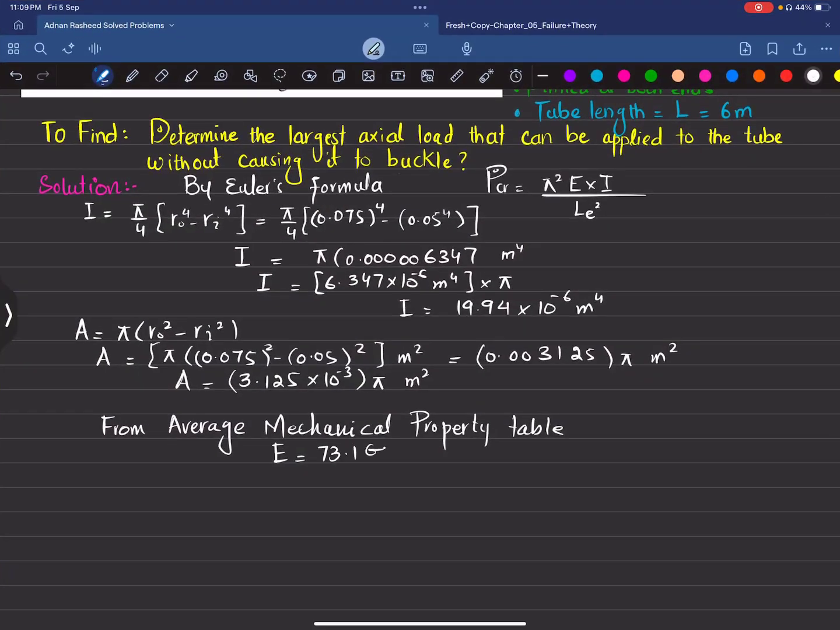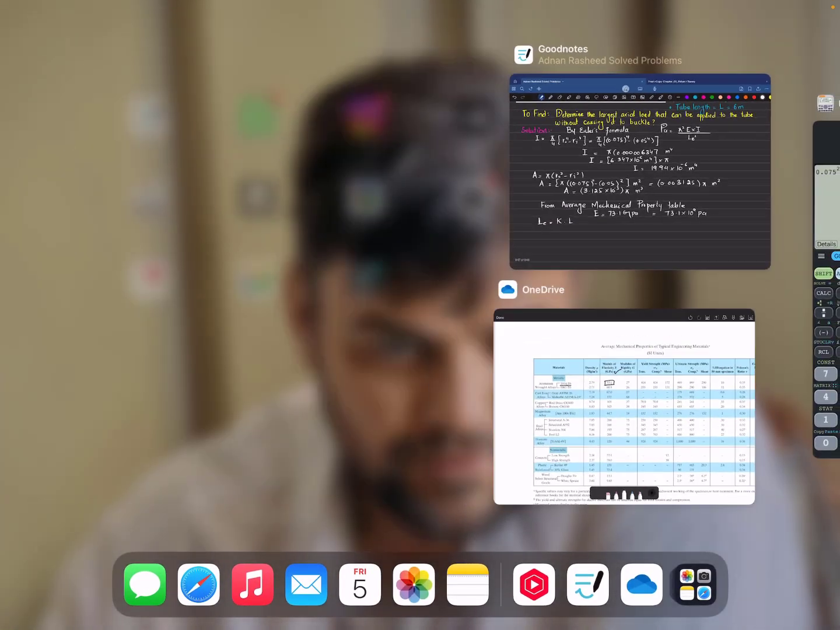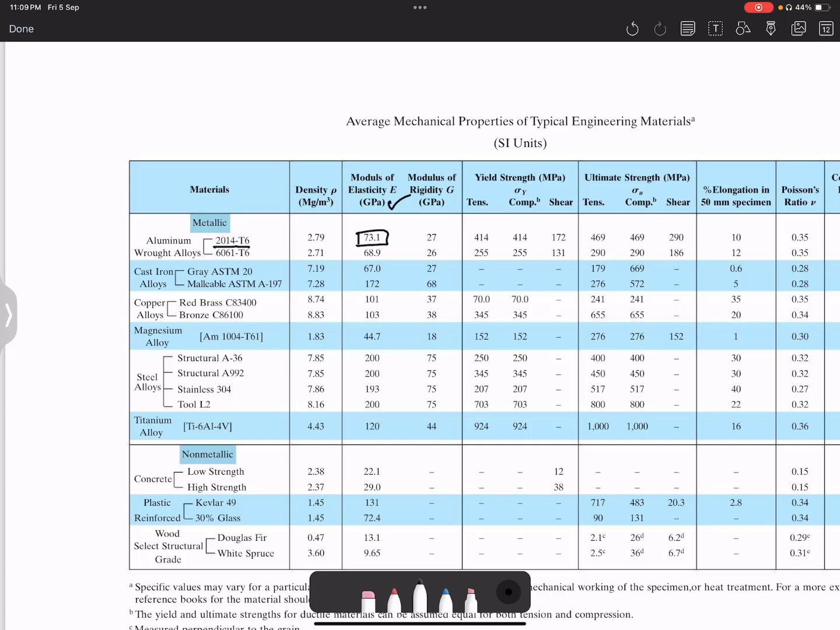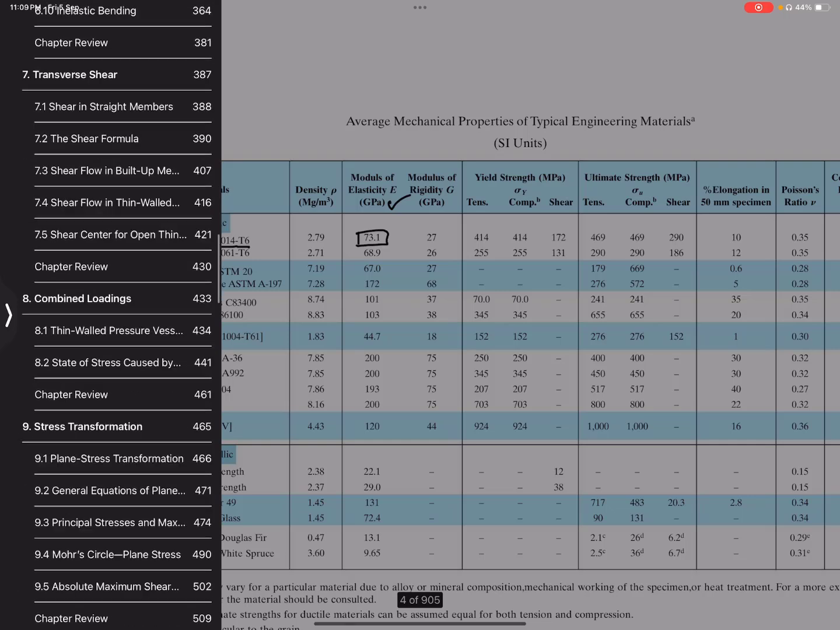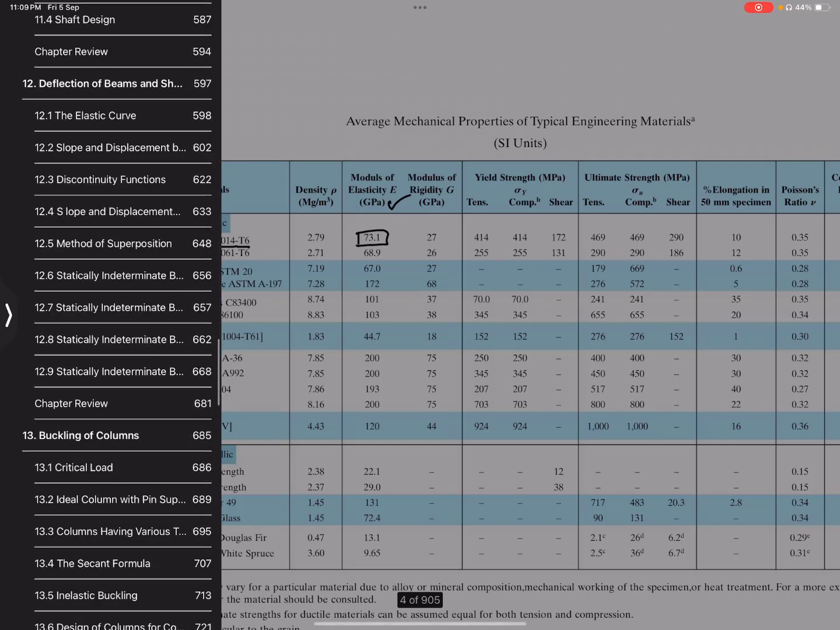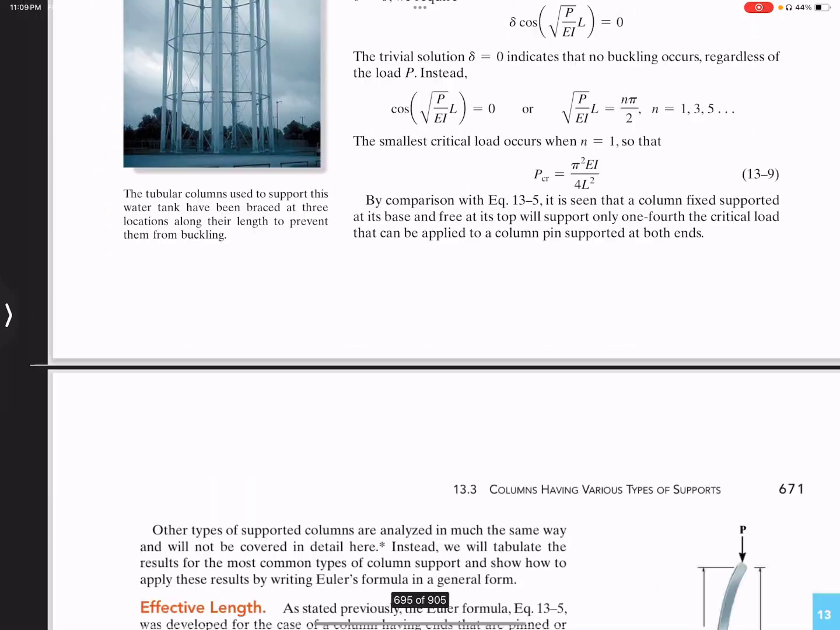73.1 gigapascal, or that is equal to 73.1 into 10 raised to power 9 Pascal. Now what about effective length? So effective length is equal to K multiplied by L, where this K can be obtained again from the book. You have to go to chapter number 13, where you have to look for it, I will show you now.